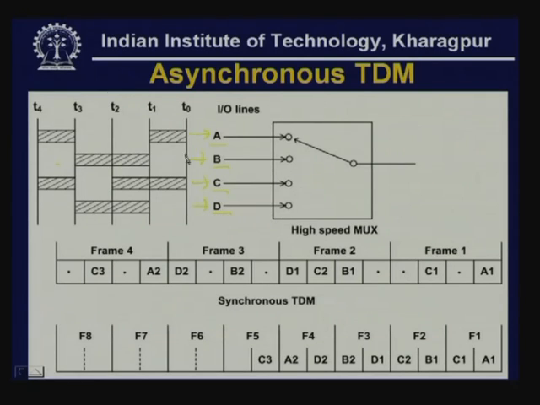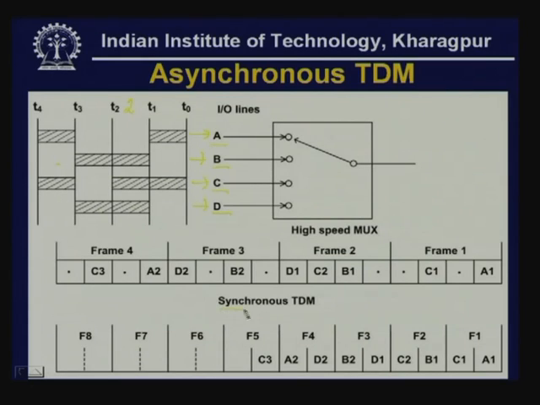Now, as you can see, during this time slot T0 to T1, only channel A and channel C has data. Similarly, during slot 2, channel B, channel C and channel D has data. During slot 3, channel B and channel D has data. During slot 4, channel A and channel C has data.